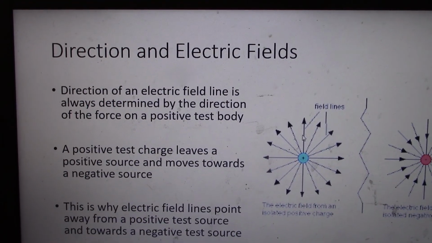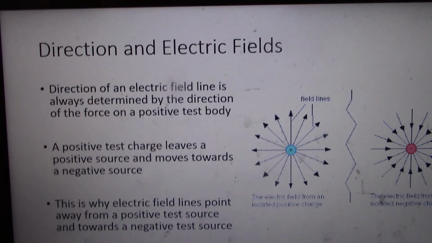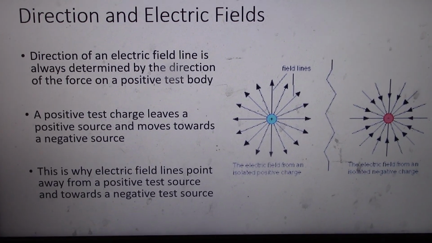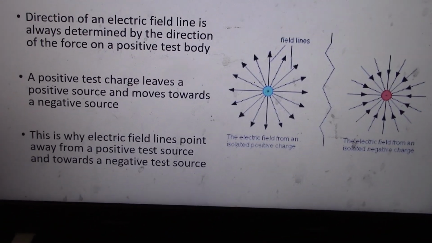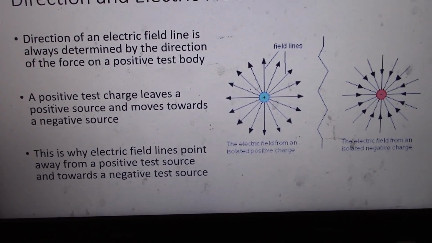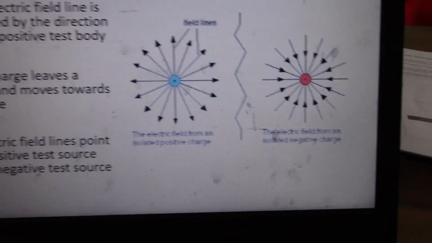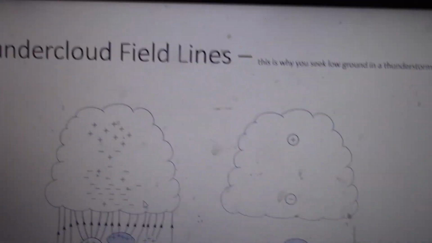So again, the direction of an electric field line is always determined by the direction of the force on a positive test body. A positive test charge leaves a positive source and moves toward the negative source. So electric field lines always point away from a positive source and go towards a negative source. That's exactly what I did here.